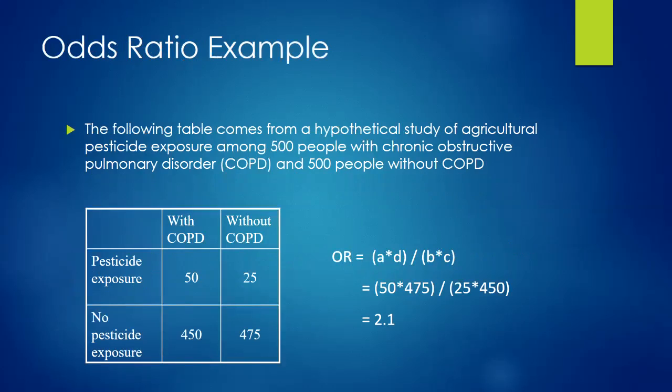So here's an example of calculating an odds ratio. We want to know if agricultural pesticide exposure causes COPD. So we'd sample cases and controls, 500 people with COPD and 500 without, go back and evaluate their past pesticide exposure. And we calculate an odds ratio of 2.1. So the interpretation would be that people with pesticide exposure had 2.1 times the odds of developing COPD compared to people who didn't have pesticide exposure in the past.